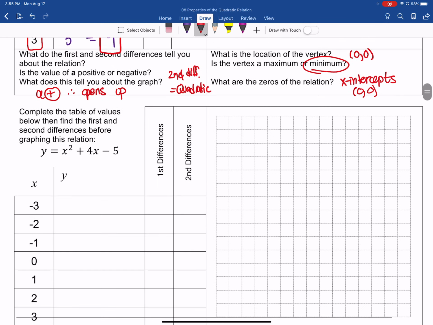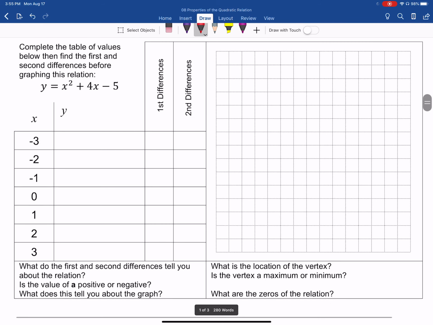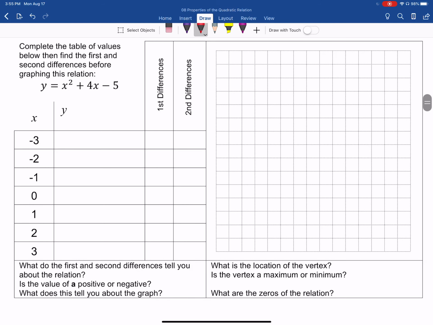Okay, and then we're just going to go to the next one, and we're going to do the same thing. We're going to answer the same questions. We're going to graph it the same way. This would be a great opportunity for you to practice and just kind of go with your intuition and what you think. So pause the video now and just try it and see what happens.